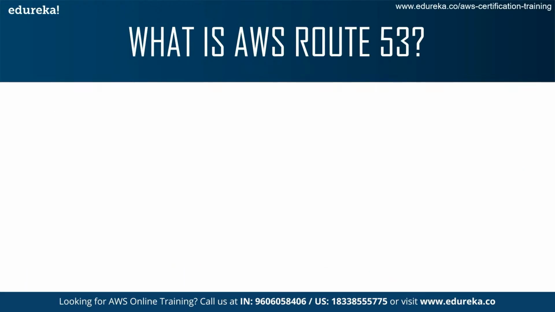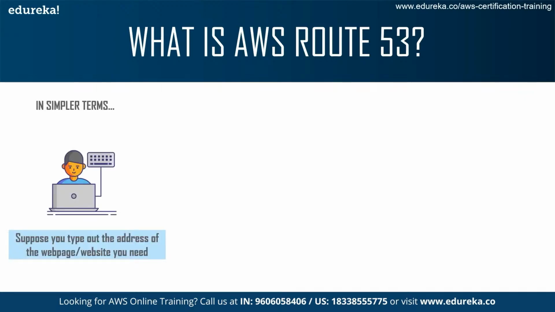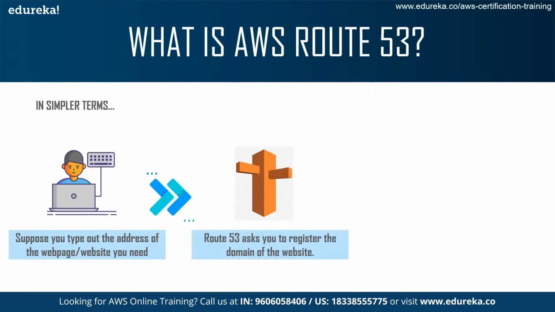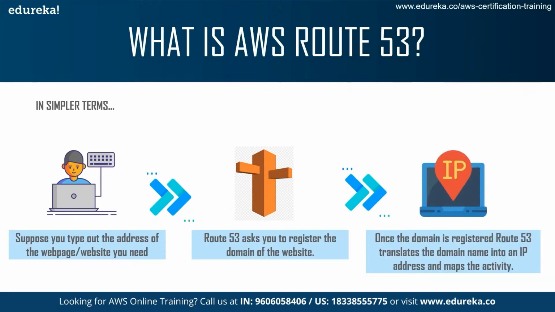In simpler terms, suppose you type out the address of the web page that you need. Route 53 asks you to register the domain of the website. Once you do that, Route 53 translates the domain name into an elastic IP address, which can be accessed by the public.